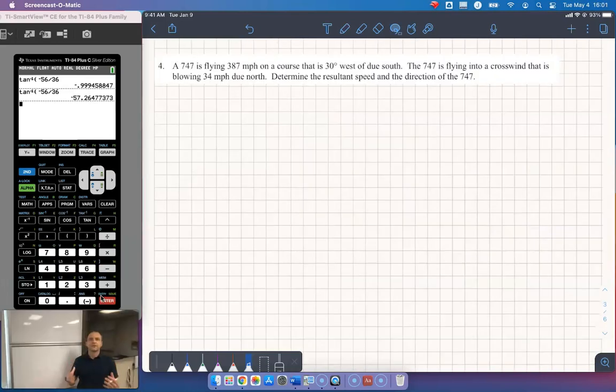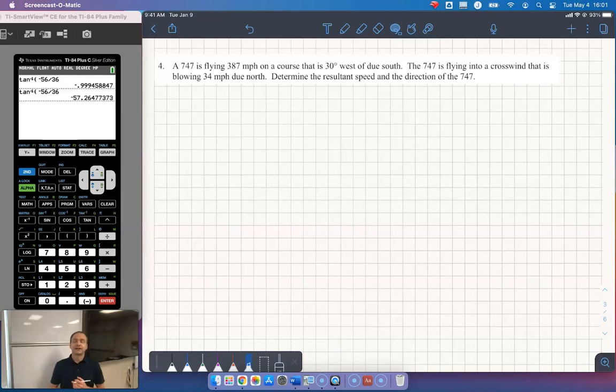All right, so number 4, we're looking at a 747 flying 387 miles per hour, and of course that's 30 degrees west of due south. So remember what that means. Start south, and then you're going to go west from there. And I'll look at that picture. Then, as it's flying, it goes into a crosswind that is blowing 34 miles per hour due north. So that's nice. It's just going north.